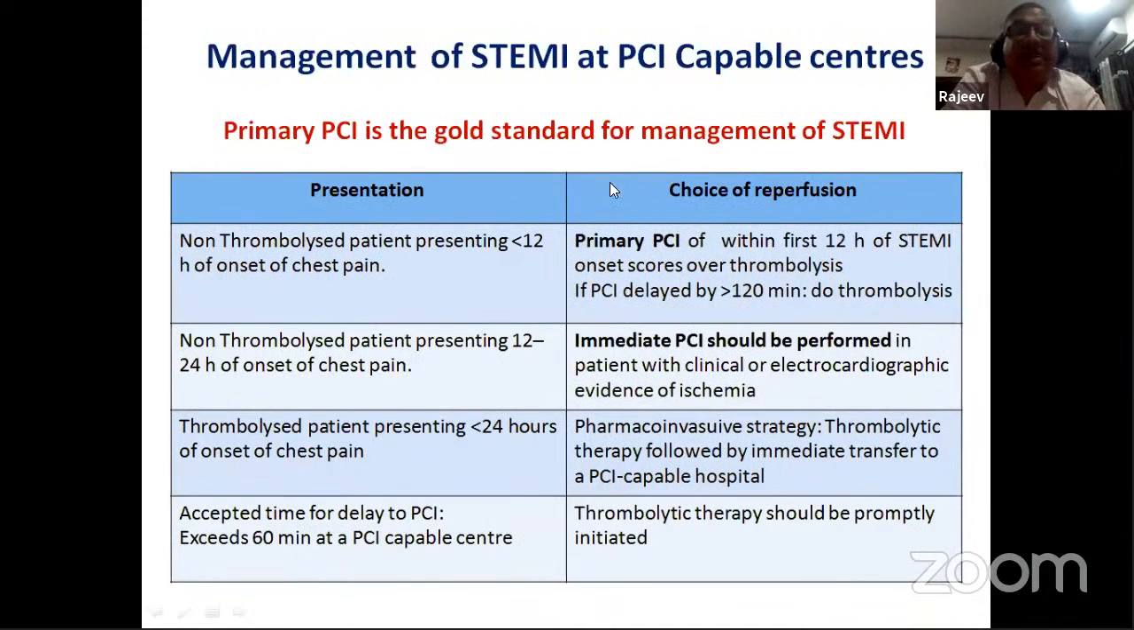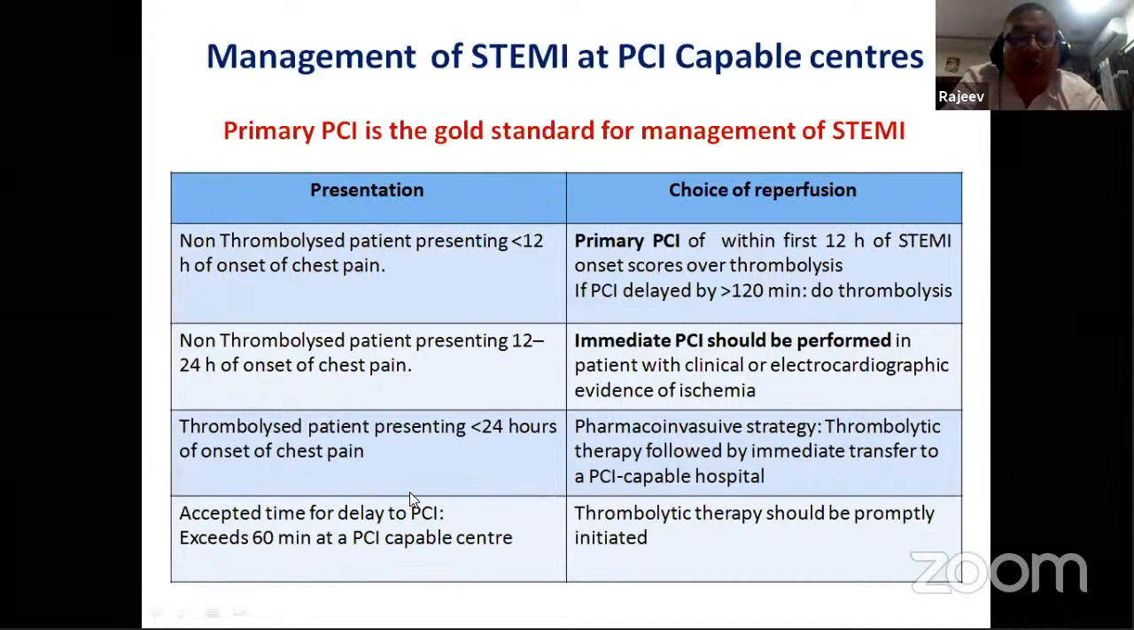Then in PCI capable centers, primary PCI is the gold standard. Non-thrombolized patients less than 12 hours of onset of chest pain, primary PCI within first 12 hours of onset scores over thrombolysis, but if PCI is delayed more than 120 minutes, do thrombolysis. Non-thrombolized patients 12 to 24 hours, immediate PCI should be performed in patients with clinical or electrographic evidence of ischemia. In less than 24 hours of onset of chest pain, pharmacoinvasive therapy followed by immediate transfer to a PCI capable center. Then if accepted delay for PCI exceeds 60 minutes, thrombolytic therapy should be given.